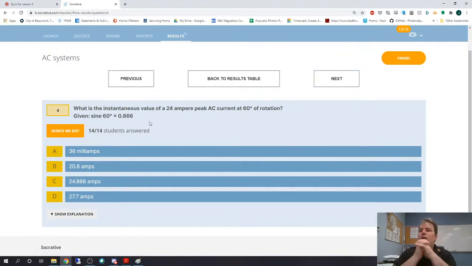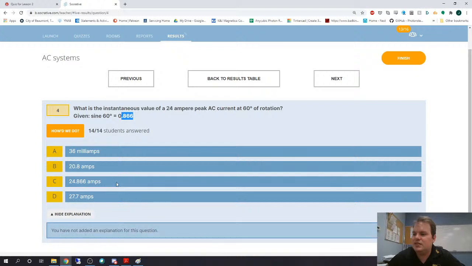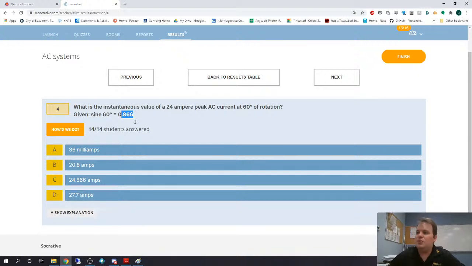Next up, what is the instantaneous value of a 24 amp peak AC current at 60 degrees of rotation? Given sine of 60 degrees is 0.866. Oh, I didn't put an explanation. Oh, so we might be having a few issues right now. So just bear with me. It looks like our internet is being a little bit choppy, and that's on my end.